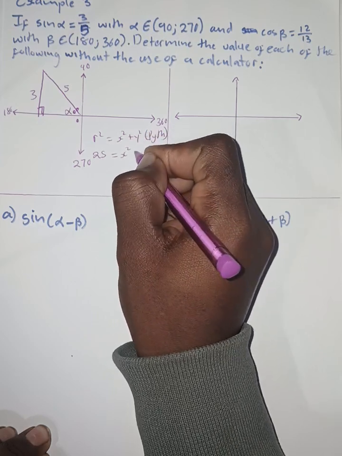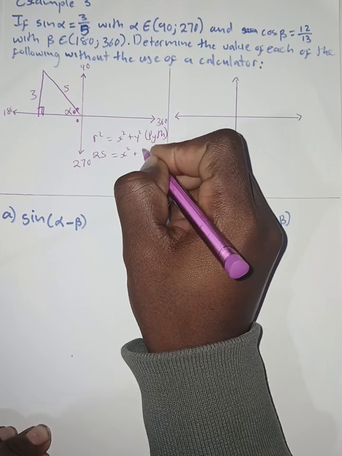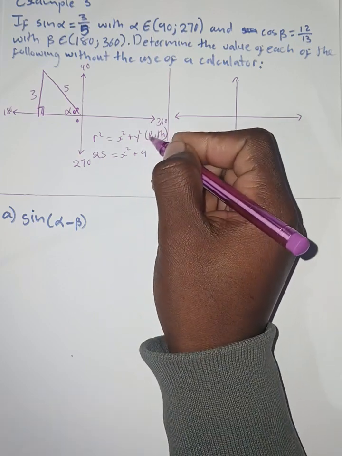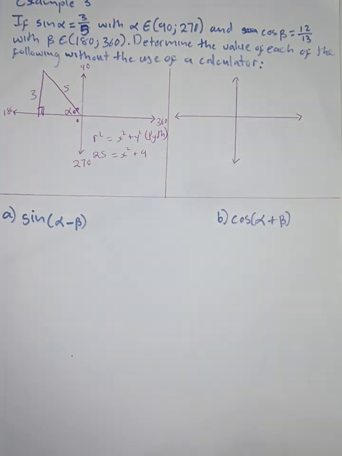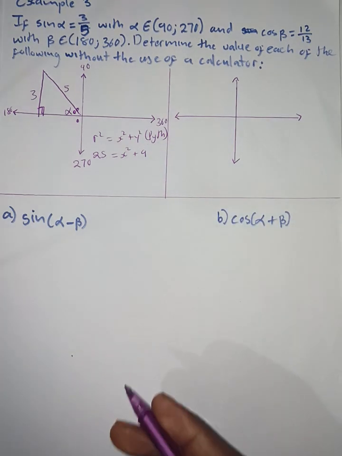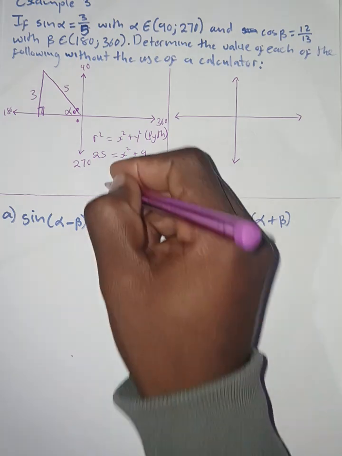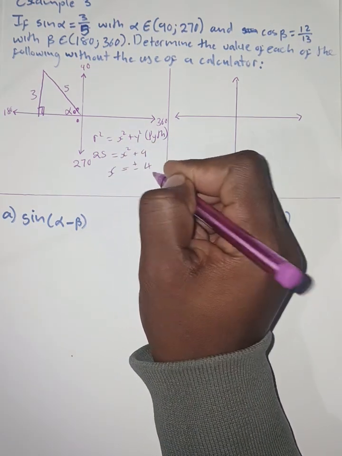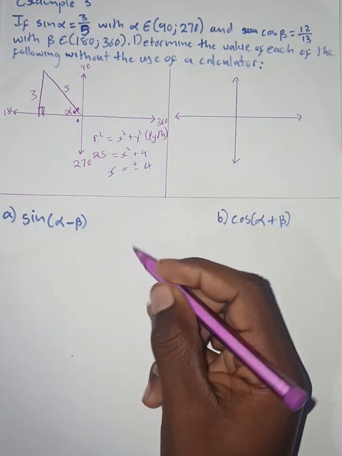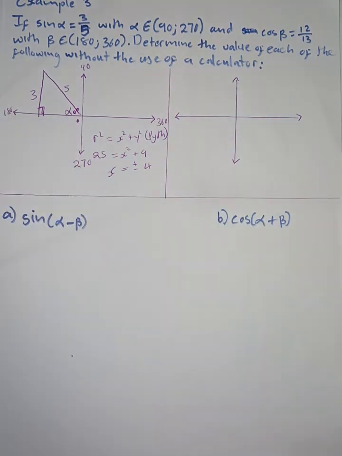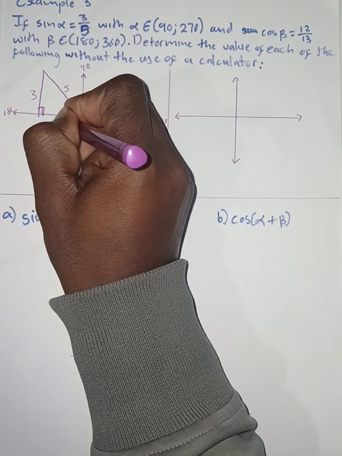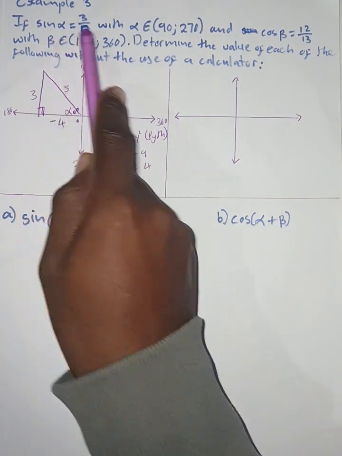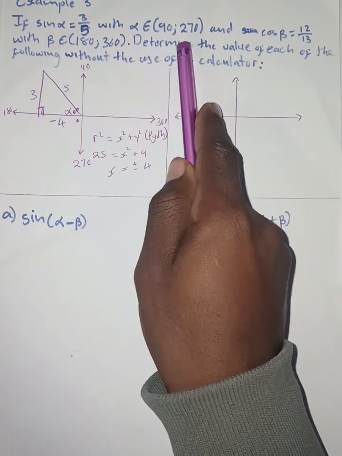So the y in this case would be 3, so it would be 3 squared, which is 9. So 25 minus 9, you get 16. And of course, if we square root that, you'd get x to be plus or minus 4. So we know that x in this region would be negative, so this would actually be negative 4. That would be for sine of alpha when alpha is between 90 and 270.